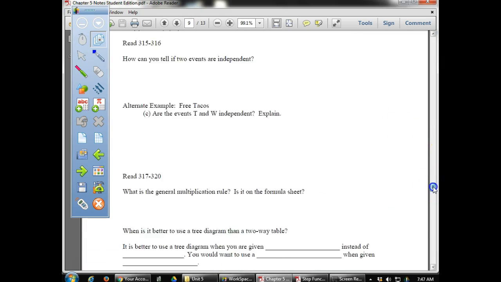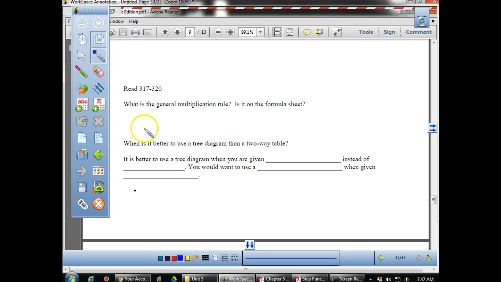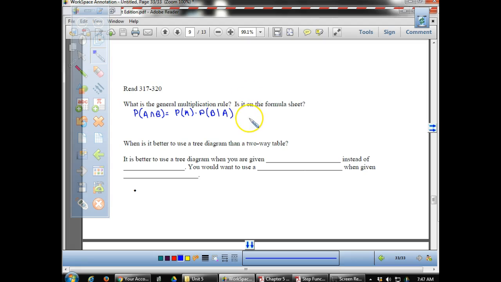What is the general multiplication rule? You actually already know this. You probably just do not know it by this term. The probability for A and B to occur is the probability of A times the probability of B given that A has occurred. All right, so I'll kind of show you what this means. In a tree diagram, you can see this.